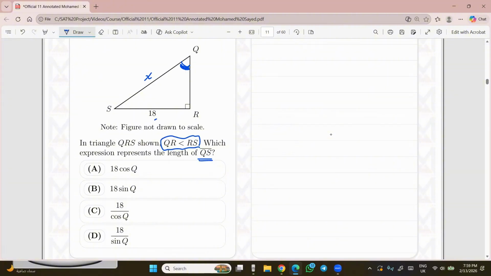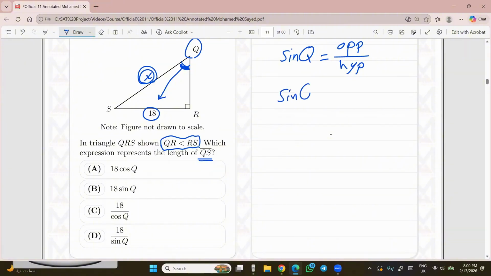So Q, 18, and X. Think about these 3 things. Q has this number as opposite, and X is the hypotenuse. So we have to remember that the sine of any angle is equal to opposite over the hypotenuse. So sine Q is equal to the opposite of Q, which is 18, over the hypotenuse, which is X.